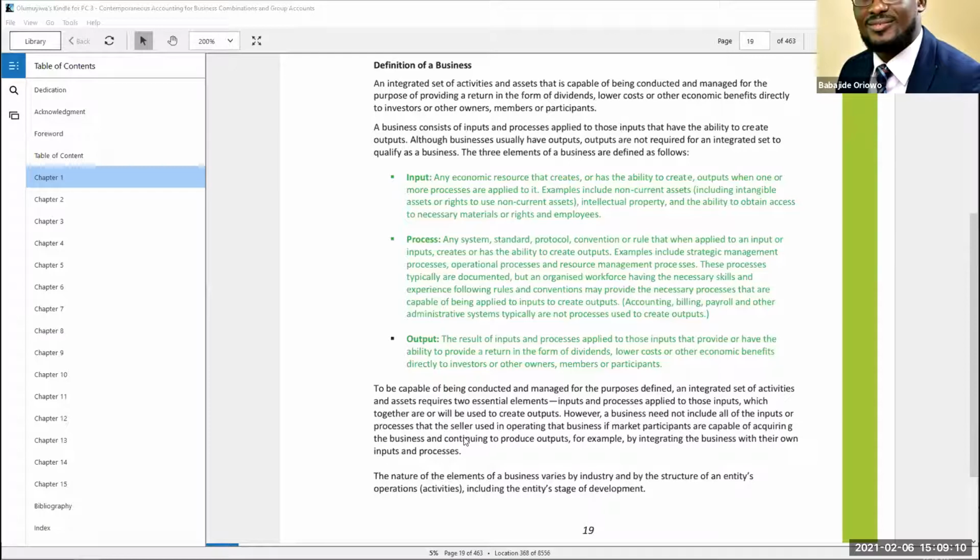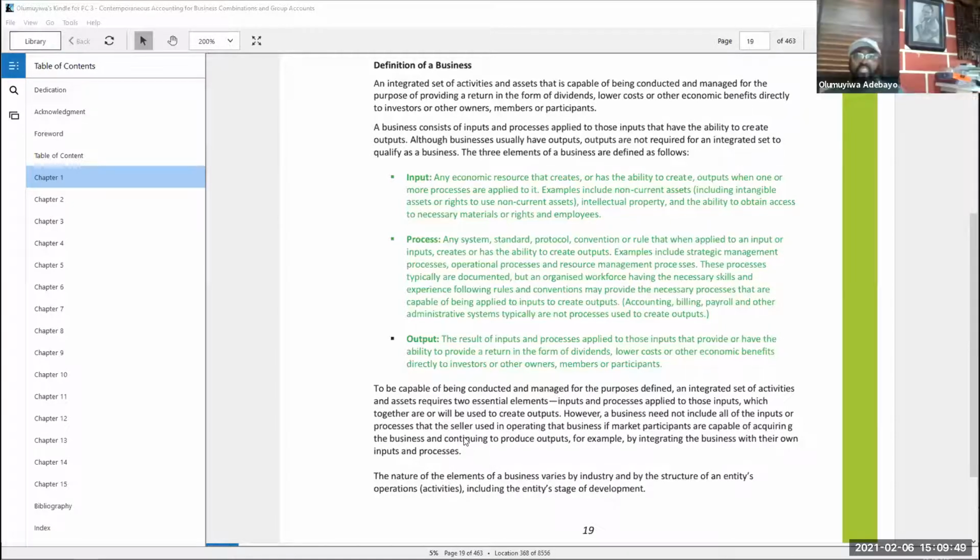Yes, now the investors, for instance, we are like the investors. Okay, you said something that you are not convinced it has an output. What is an output? Can you read output again and let's come back to that? It said an output is the result of inputs and processes applied to the business that provide or have the ability to provide a return in the form of dividends, lower costs, or other economic benefits directly to investors or other owners, members, or participants.